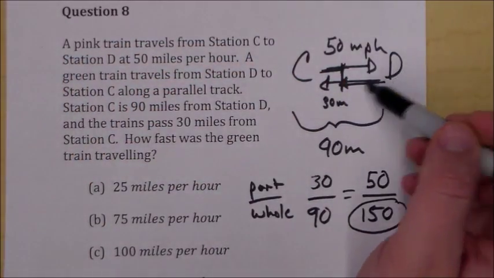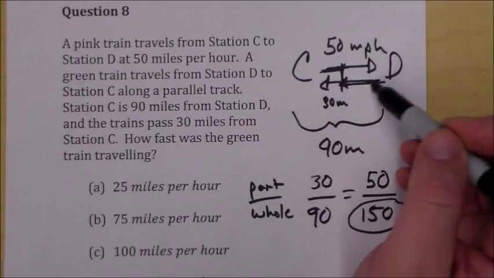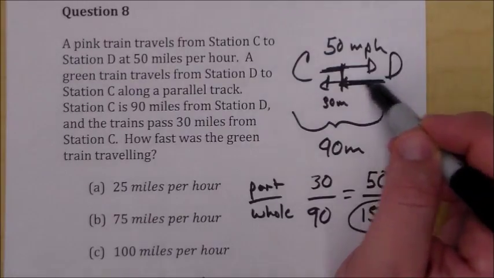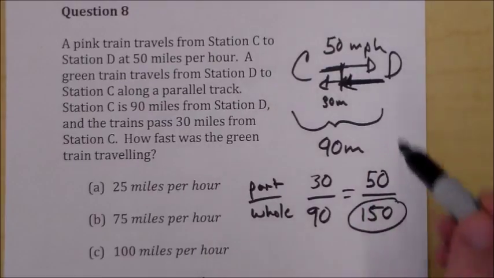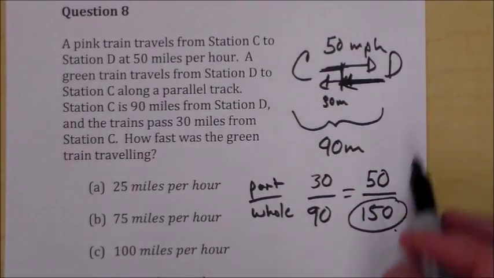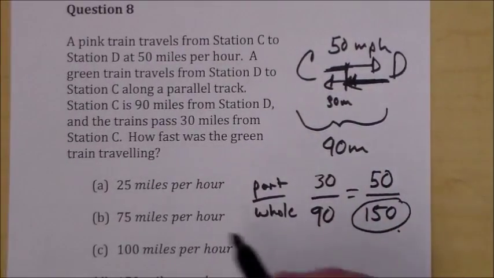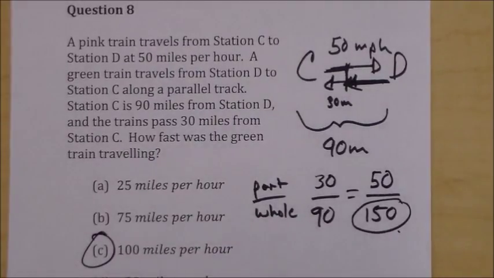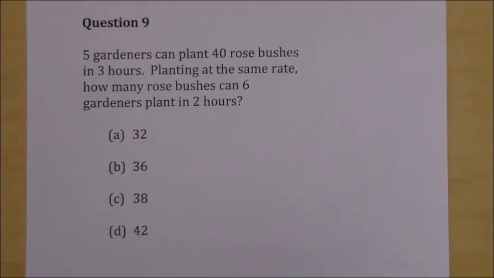So what speed did the green train starting at station D have? Well, if they both together were 150, then the green train by itself would be at 100. And we're good. Question 9.